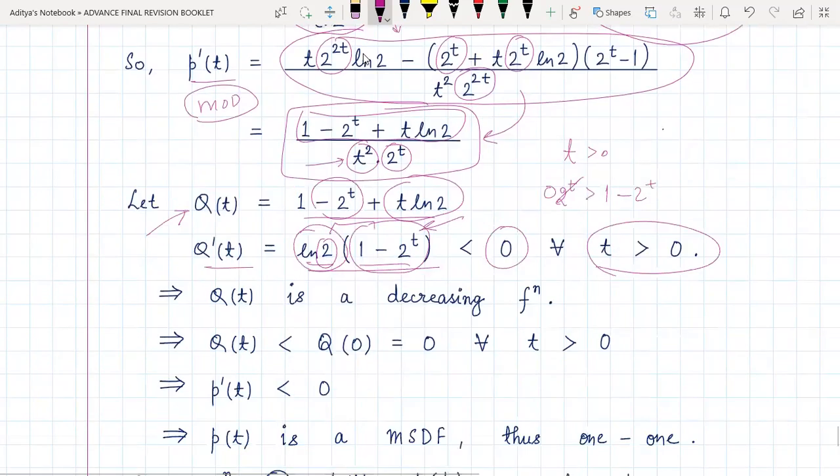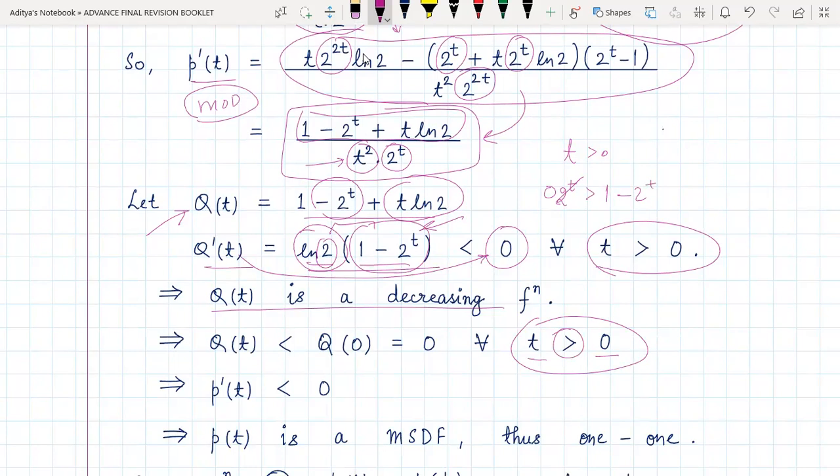Now, that means q of t is a decreasing function because its derivative was less than 0. If it is a decreasing function, then for all positive t, or t greater than 0, we can say that q of t would be less than q of 0, because it is a decreasing function. Basically, the sign of inequality gets changed, and that's precisely what we have done here. So q of t would be less than q of 0, but it is very obvious that q of 0 comes out to be 0. The reason is 0 into ln 2 is 0 and 2 power 0 is 1, 1 minus 1 is 0. So q of 0 is actually 0. So q of t actually comes out to be less than 0, right?